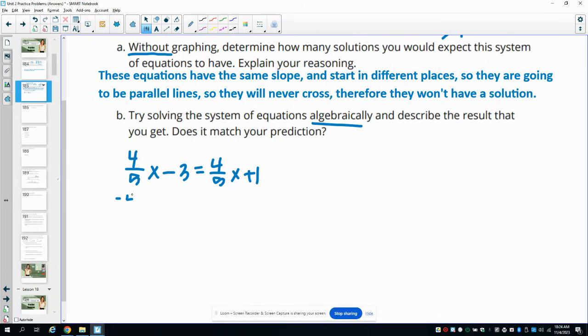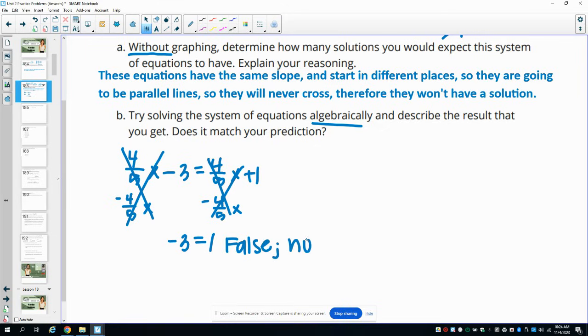So now if I go and subtract 4/5 x from both sides, 4/5 minus 4/5 is 0. So this side is just going to be -3. 4/5 minus 4/5 is going to be 0, so we get 1. And so now all of our variables canceled out. And this statement says that -3 is equal to 1, which is false. Okay, so -3 does not equal 1. So then that means that there's no solution to this system.